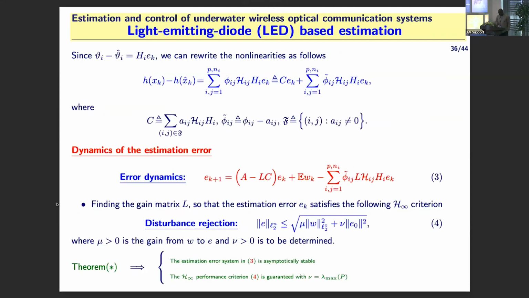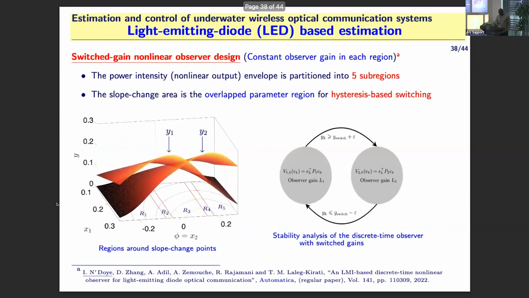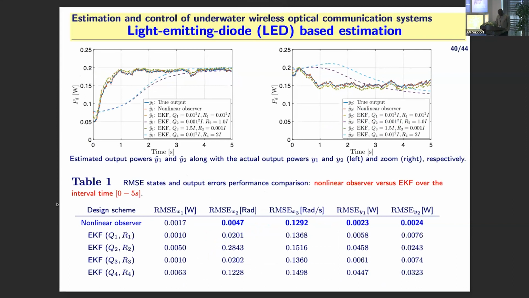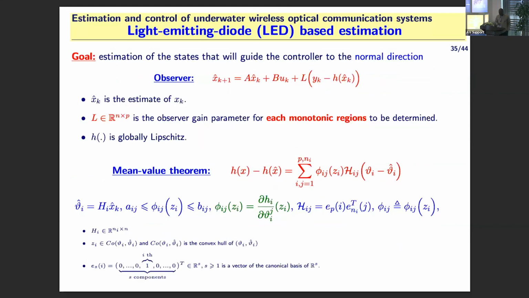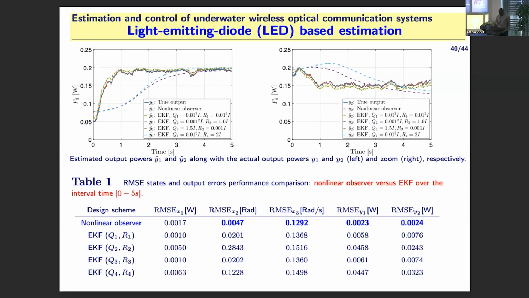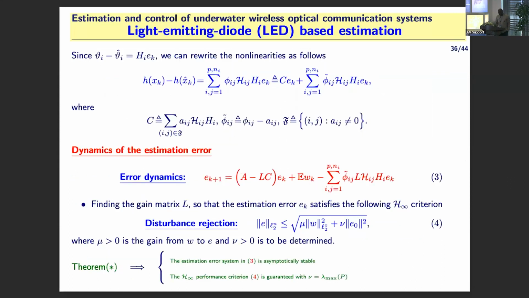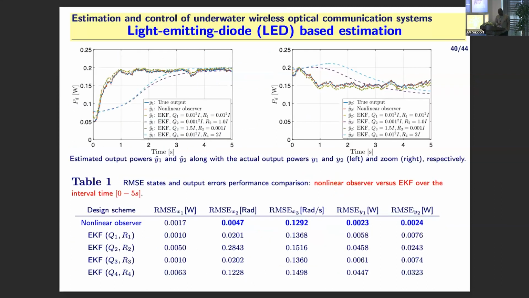And this is a little bit of math. I don't want to run out of time. So we have an observer and we use the mean value theorem because of the nonlinearity of the system, and we derive some error dynamics, and we also have some disturbance rejection here, and we develop a theorem for that. So this, I can skip.